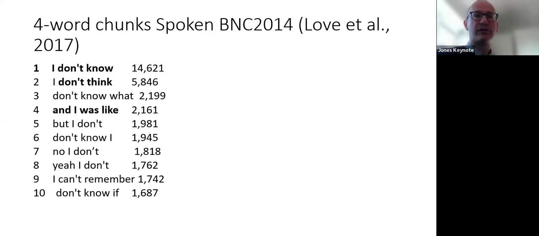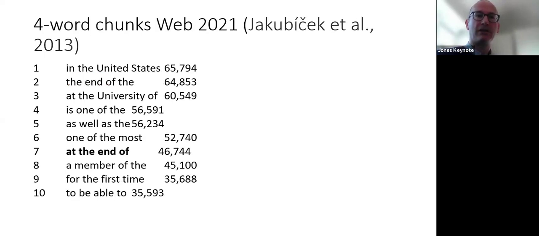Okay, so there are some crossovers here. If we compare to the Web 2021, we see a great difference, although there is one similarity, as you can see. So in the web data, which is billions of words of websites, blogs, etc., we get very different chunks being high frequency. In the United States, at the University of is one of the, as well as the, etc. But we can also see at the end of is highly frequent in this data as well.